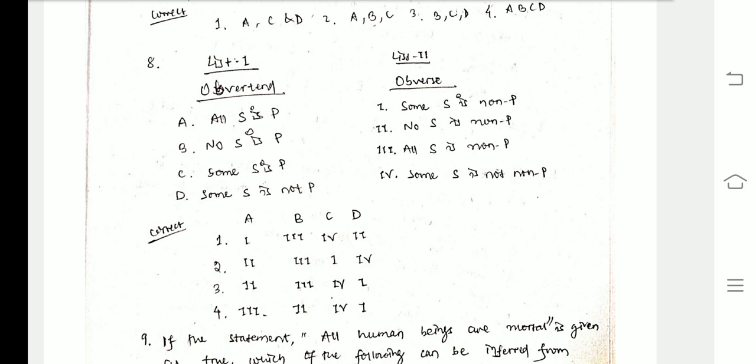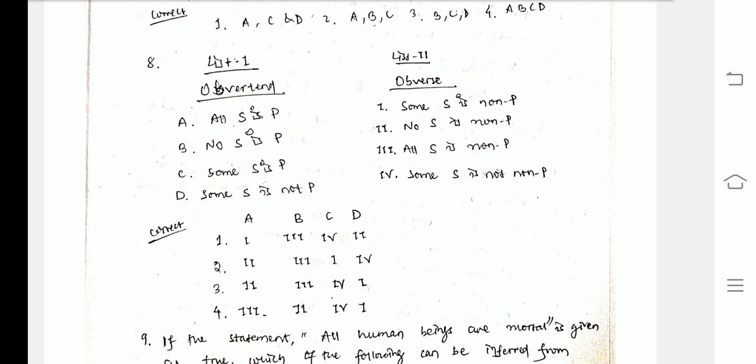B is no S is P. It is given that no S is P. All S is non-P, I have to see, then some S is P. Some S is P, so it will take some S is not non-P. So C will take the fourth option. So answer 3. Option 3 is our correct answer.